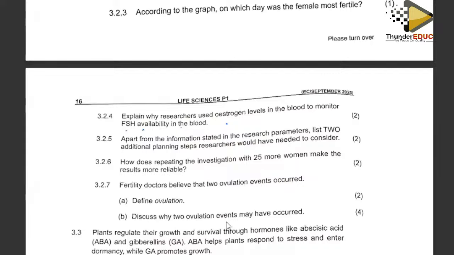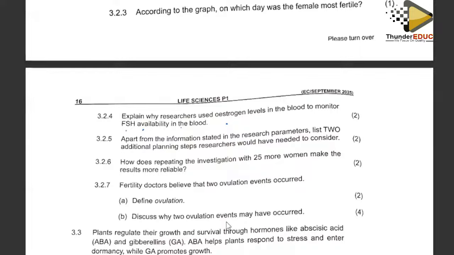You can't have a high level of estrogen when the Graafian follicle is not there, because it's the Graafian follicle that produces the estrogen. That's why if they measure the estrogen, definitely the levels will indicate how big the Graafian follicle is. Yes, because as it grows, it produces more estrogen.